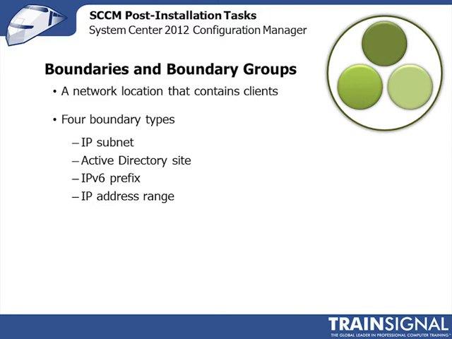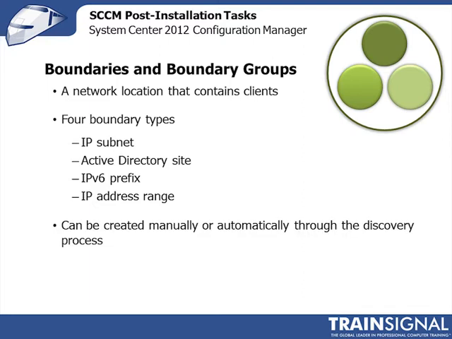You can bound clients by IP subnets, by Active Directory site, IPv6 prefixes if you're using IPv6, or just an IP address range, which could be useful if you've got lots of IP address ranges that you want to have separated for whatever reason. Perhaps you've got one massively flat network, but everything's carefully constructed in IP address ranges. Marketing uses a certain range, sales uses a certain range, and you for some reason want to have different boundaries based on those ranges. You can do that. Boundaries can be created either manually or automatically through the discovery process.